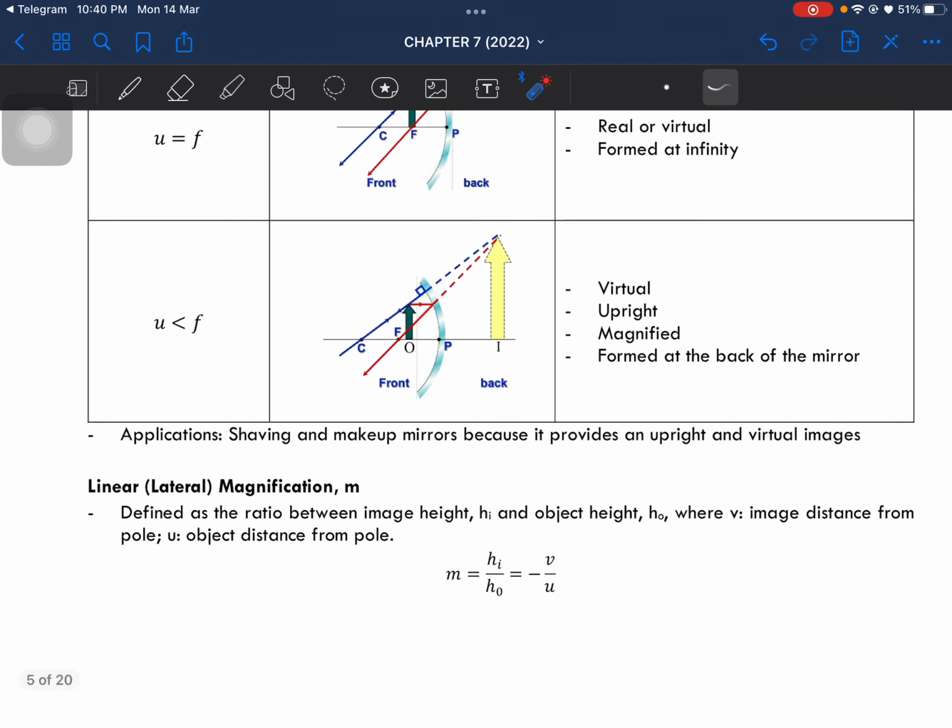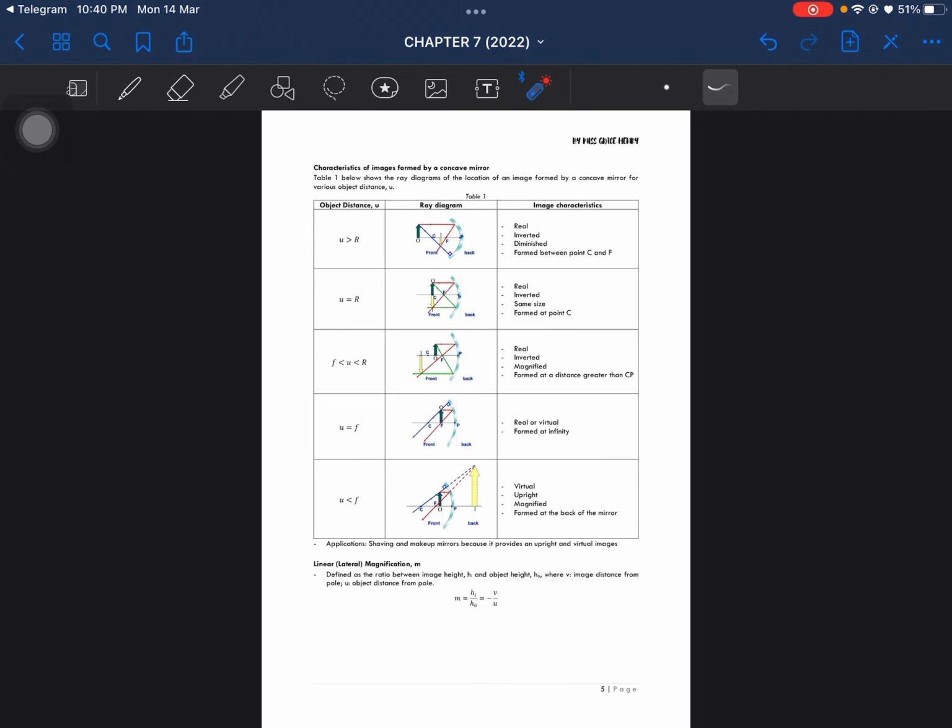Now, linear or lateral magnification M is the ratio between the image height and the object height, where V here is the image distance from the pole. U is the object distance from the pole.